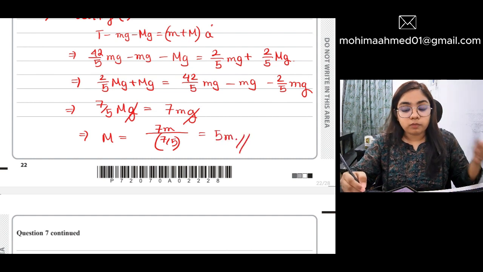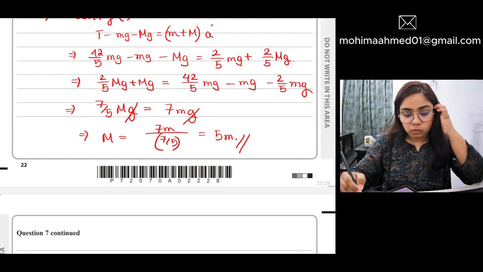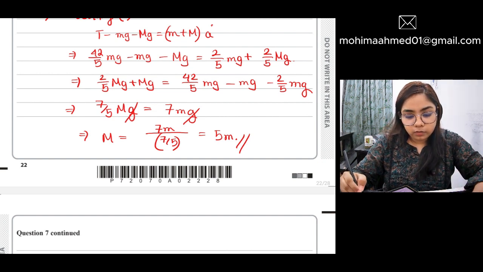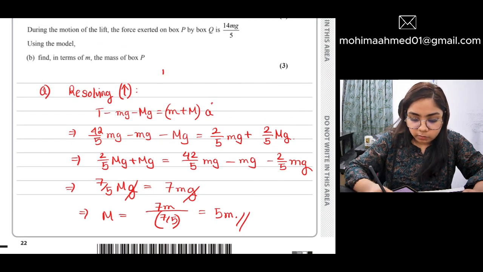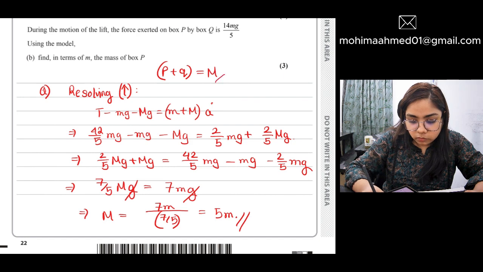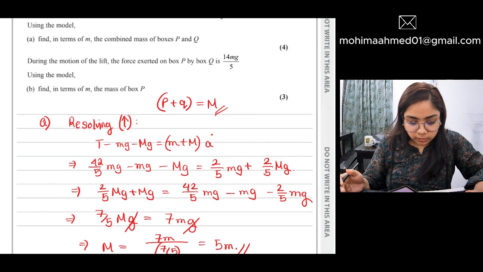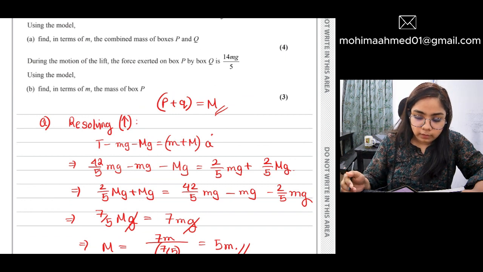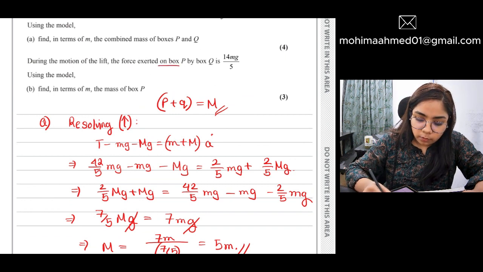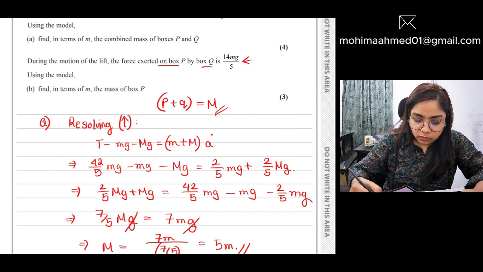The combined mass of particles P and Q in terms of small m: over here the combined mass is just 5m. Let me write down that P and Q, their combined masses, were assumed to be capital M over here. That was it. After that, it was stated that during the motion of the lift, the force exerted on box P by box Q was this much, and using this model, find in terms of M the mass of box P.